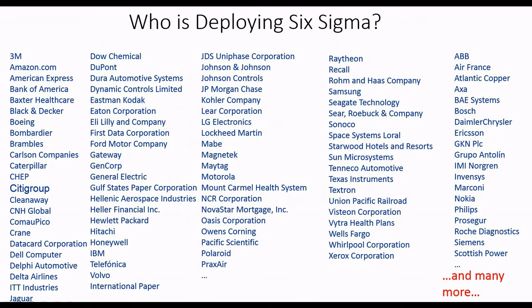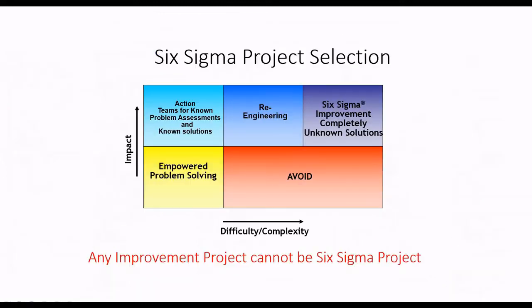This is the global acceptability indicator of the Six Sigma methodology. You can see the number of companies. This is just a few examples of the companies that are adopting Six Sigma as their continuous improvement methodology to improve their performance in all sectors of their business.